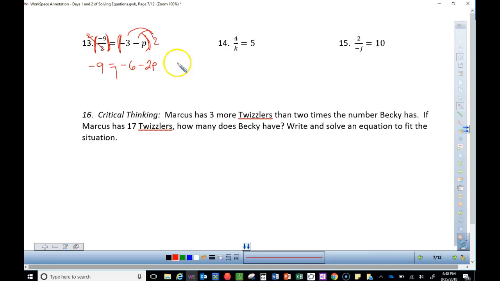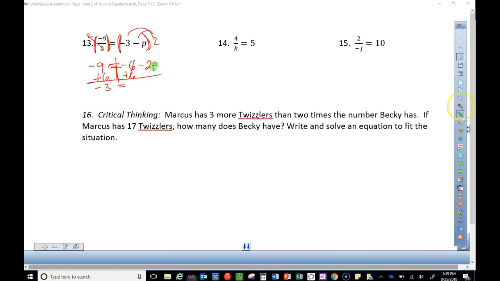So we work farther away from the p and work our way in. On this right side, I'm just putting a wall where my equal sign is. First I'll get rid of negative 6 by adding 6. So negative 9 plus 6 is negative 3 equals, and I have to be careful with my sign here. Negative 2p is what I have. So negative 2 times p. So to undo that negative 2 multiplying, I'll divide by negative 2.